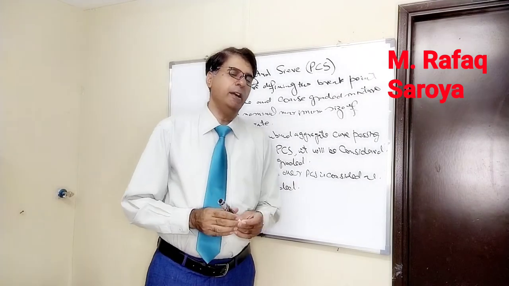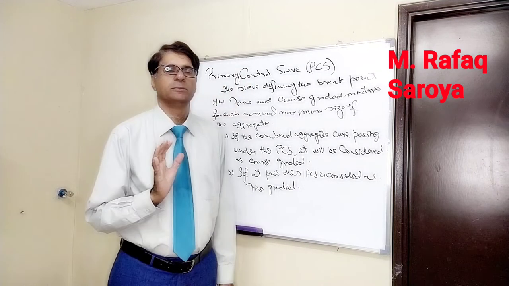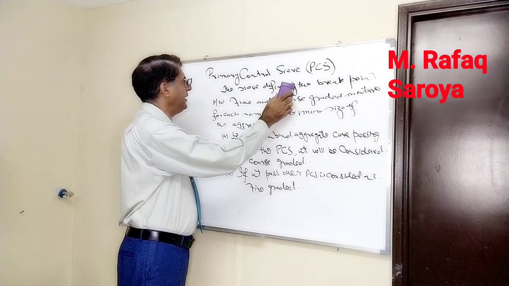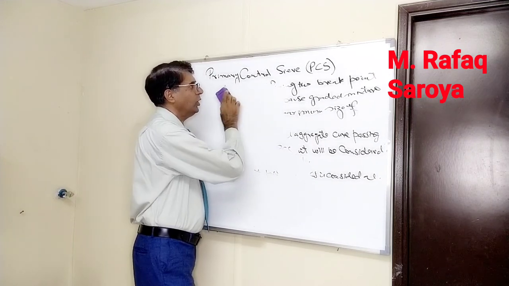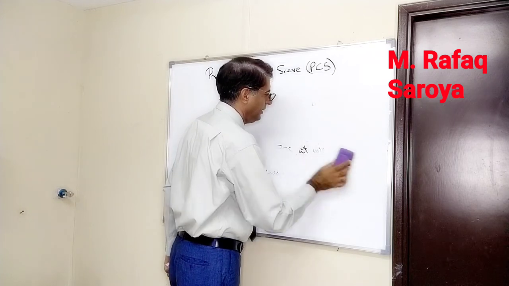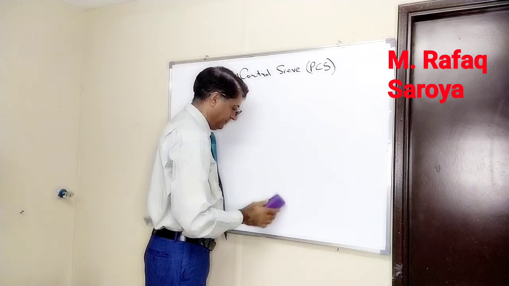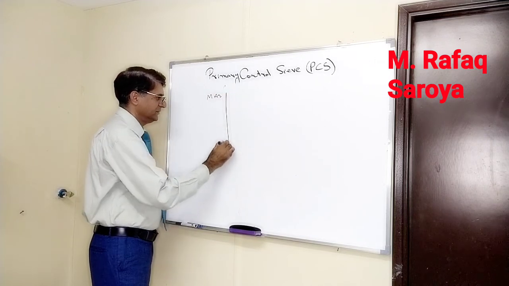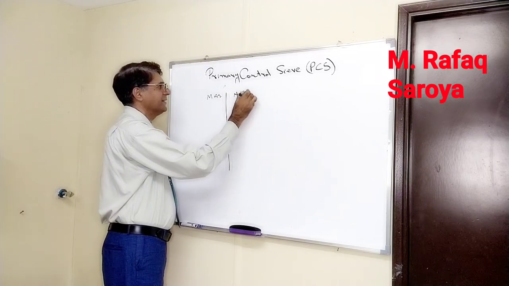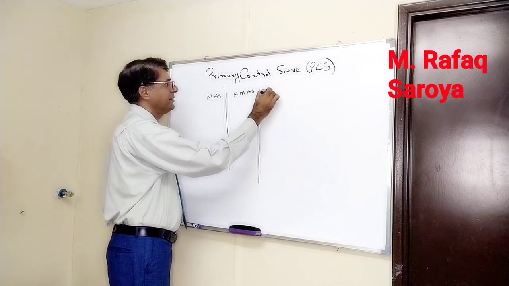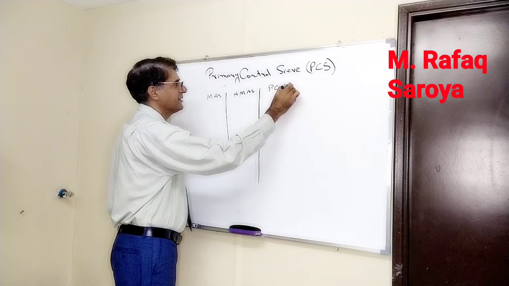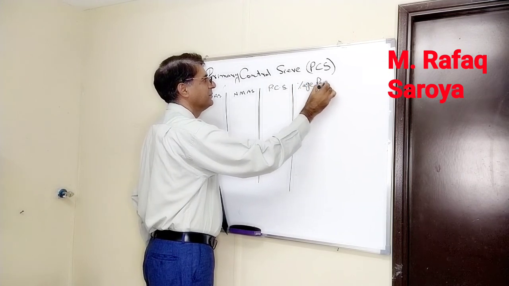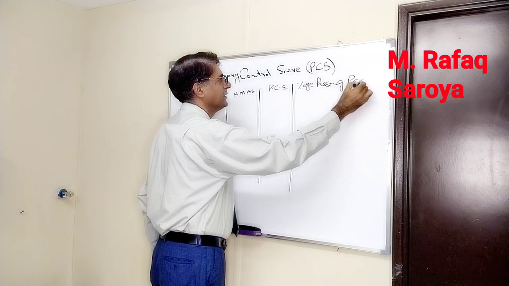Now, what is our primary control sieve? How are we going to find it? So let me make one table. Over there you will be able to understand more clearly about this primary control sieve. For example, I have one table with MAS, then NMAS, then primary control sieve, PCS, and at the end percentage passing PCS. It's a very important point.